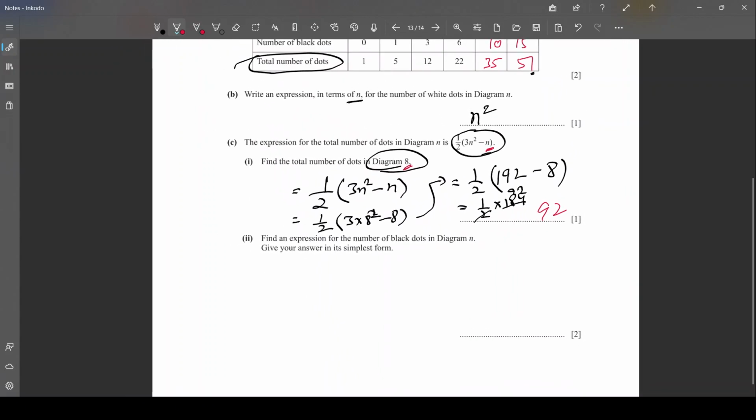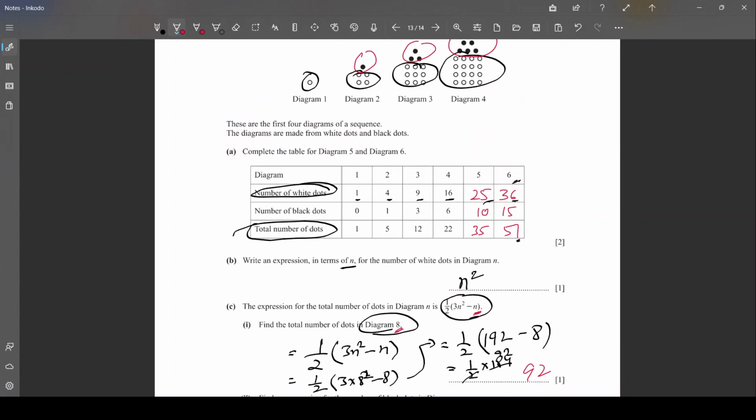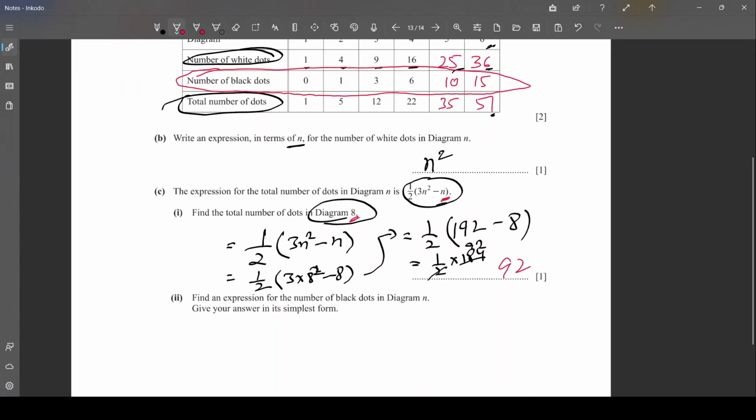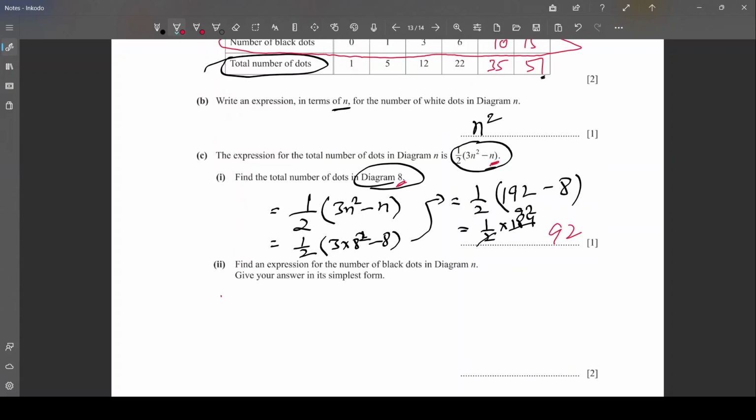Find an expression for the number of black dots in diagram n. So we have to find out the expression for this case. Expression means the nth term we have to find out. So we have the numbers 0, 1, 3, 6, 10 and 15.